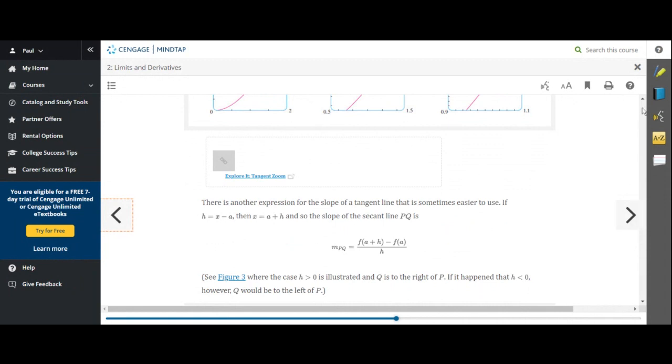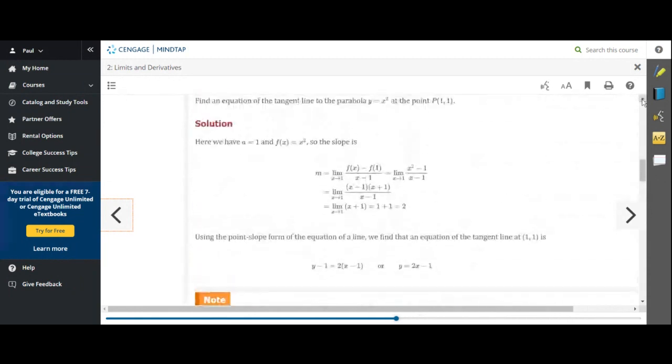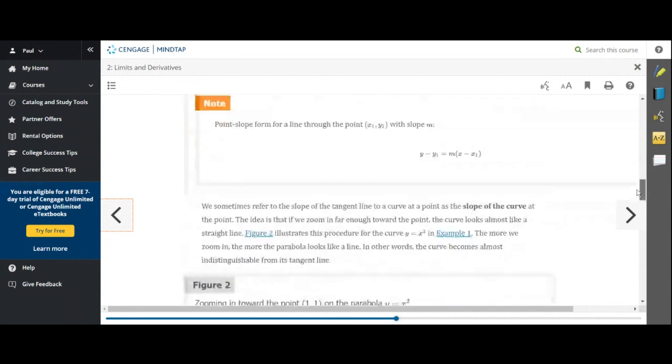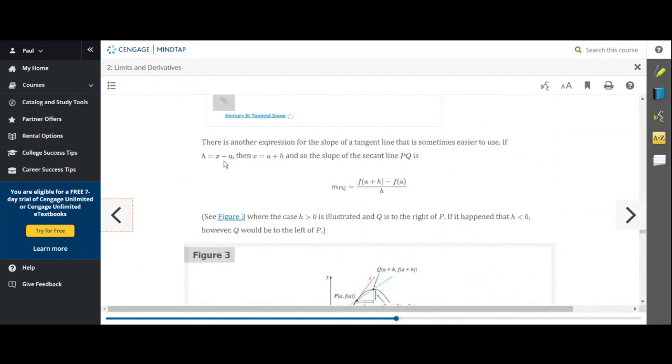in other words, in the previous definition for the slope of a tangent line, you're going to replace x minus a in the denominator with h. But that means you're going to replace x with something different as well. Because if h is x minus a, then x is a plus h. And so the slope of the secant line will be equal to f of x minus f of a, but x is a plus h, and then the denominator is h.